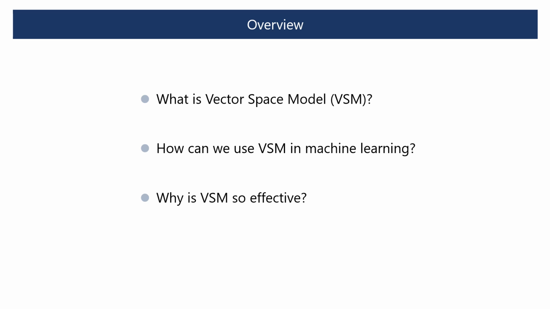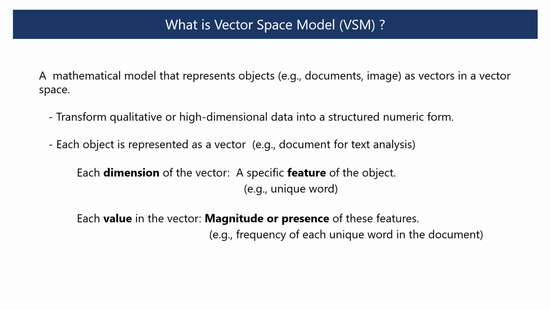In this section, we will explore what a vector space model is, how we can use it in machine learning, and why it is so effective. A vector space model is a mathematical model that represents objects as vectors in a vector space. These objects include documents, images, or any data points. The fundamental idea of the vector space model is to transform qualitative or high-dimensional data into a structured numeric form that can be easily manipulated and analyzed using linear algebra techniques.